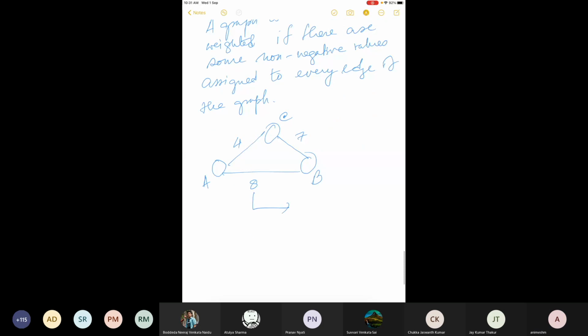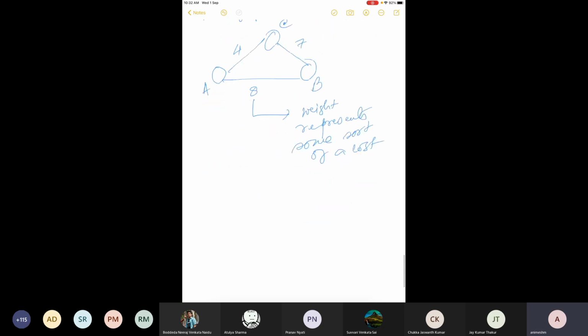So typically, this weight represents some sort of a cost. Coming back to our initial example, suppose A, B, C are cities, then these edges represent some sort of connection, and the cost might be the cost to travel, or the cost to lay roads between the cities, or it could be the distance between the cities. So some notion of cost is expressed by the values on the different edges, and that is where the utility of a weighted graph comes in.